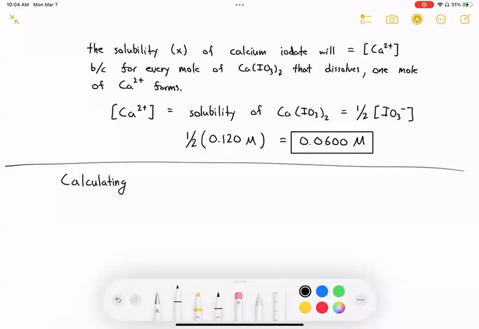Okay, so now welcome back. We're going to calculate the solubility product, KSP, of calcium iodate in pure water.